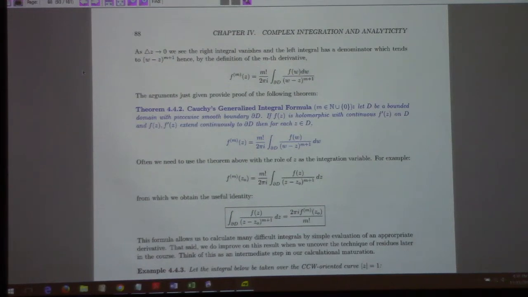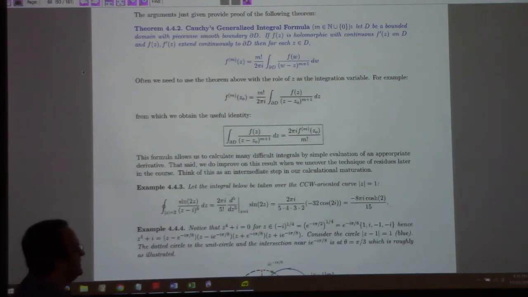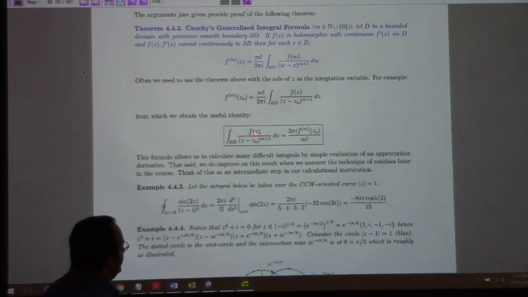All right, anyway, I must go on. One of the useful identities that you obtain from Cauchy's generalized integral formula is the following. Suppose f of z is analytic inside this region, and I'm integrating f of z divided by (z minus z naught) to the m plus 1, where z naught is a point inside the boundary D. Then this integral just works out to 2 pi i times the mth derivative of f at z naught, divided by m factorial. So this means I can integrate expressions like this by just differentiating.